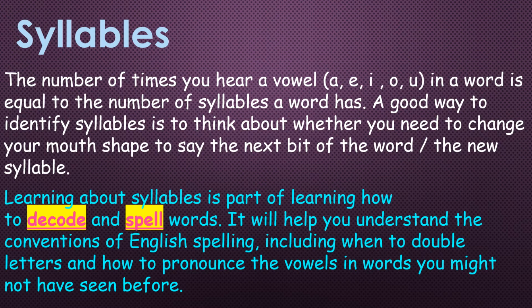Learning about syllables is part of learning how to decode and spell words. There are so many words you come across that you haven't learned, and they cannot be sounded out, so syllables allow you to decode them as well as spell. You can spell words by breaking them down into syllables. It will help you understand the conventions of English spelling, including when to double letters and how to pronounce the vowels in words you might not have seen before.